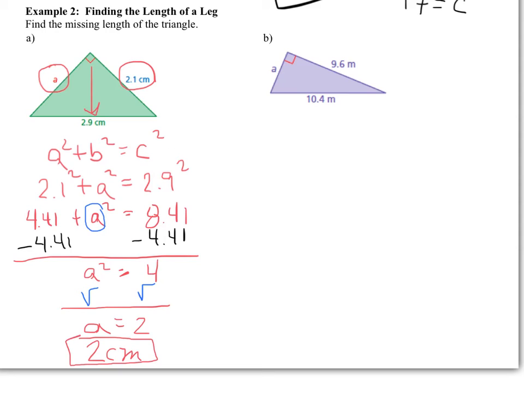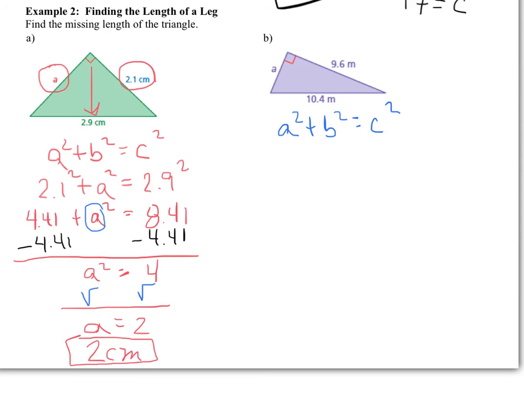Now again, if somehow I did something wrong and this 2 centimeters was bigger than 2.9, that would tell me something is not right, because remember, 2.9 has to be the biggest side, or the longest side, because it is the hypotenuse. So over here on this last one, again, a squared, b squared, c squared.